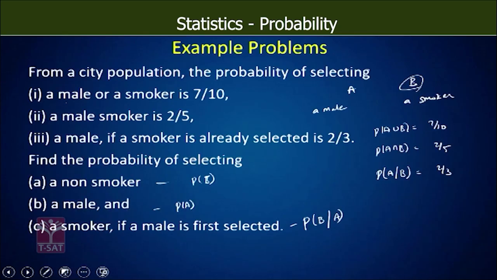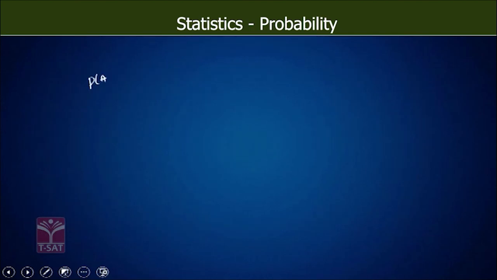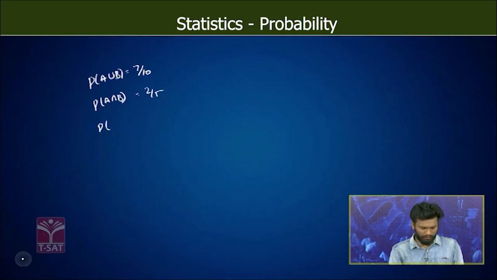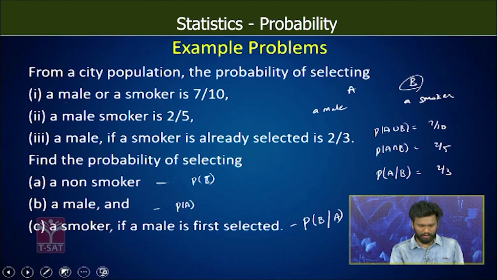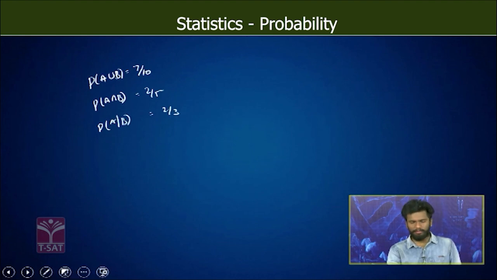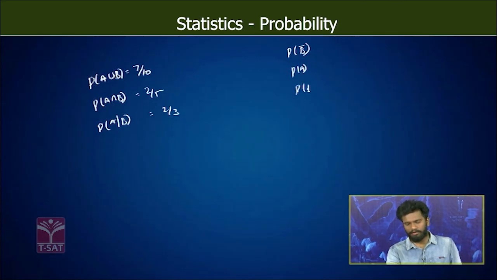What are the given terms? Just write in brief. Probability of A union B is 7/10. Probability of A intersection B is 2/5. Probability of A given B is 2/3. So what do we have to find out? We have to find probability of B complement, also probability of A, and also probability of B given A. We have to find out these three.